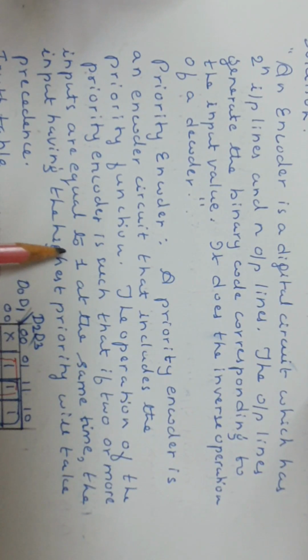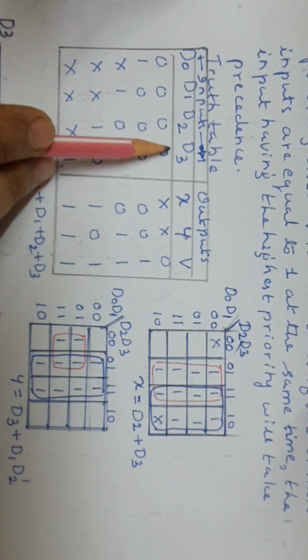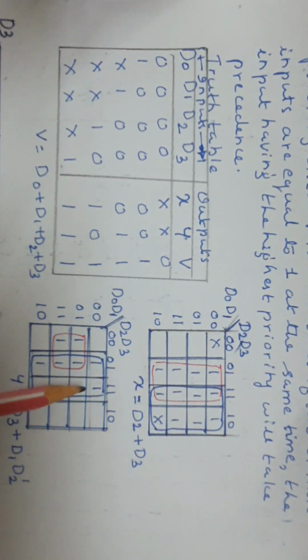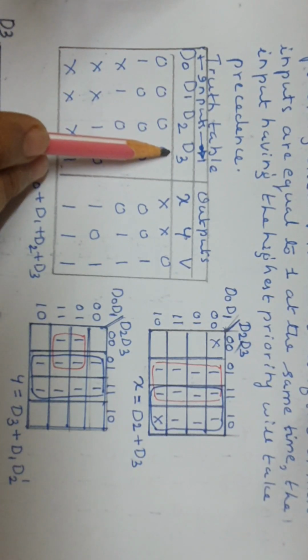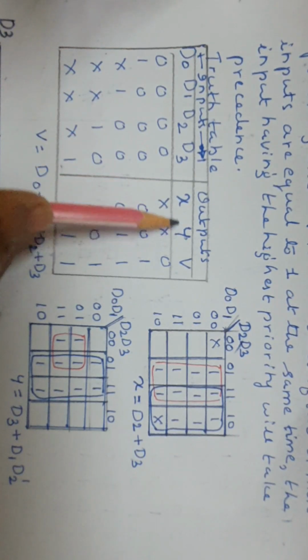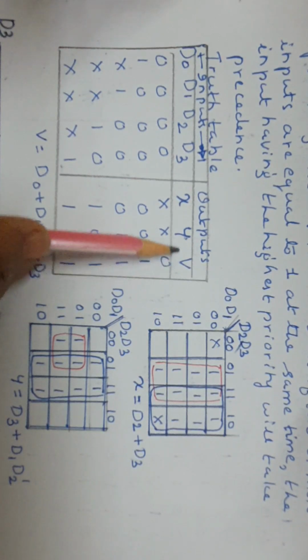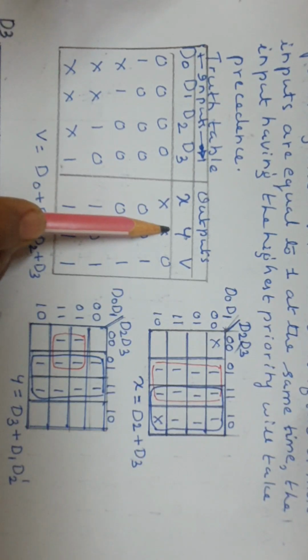Next we shall see the design of a 4 input priority encoder. This is the truth table for the 4 input priority encoder. These are the K maps to get the simplified expression for its outputs. The 4 inputs are taken as D0, D1, D2, D3. These two are the output bits X and Y, and the third output bit is V, for valid. If this is 1, these two outputs will be valid. If this is 0, the outputs are not valid.